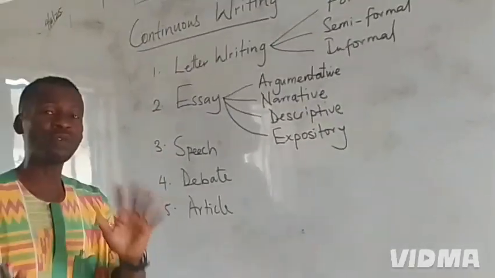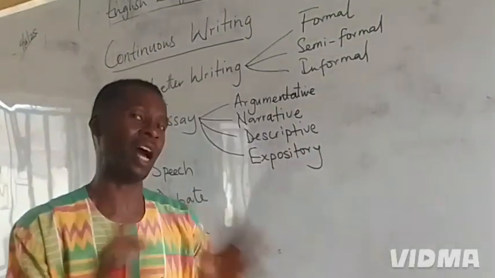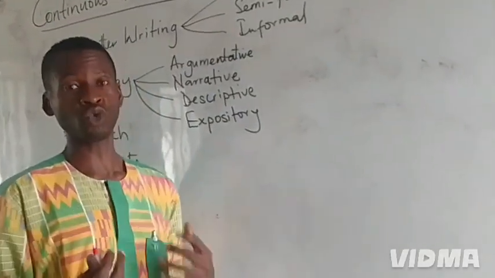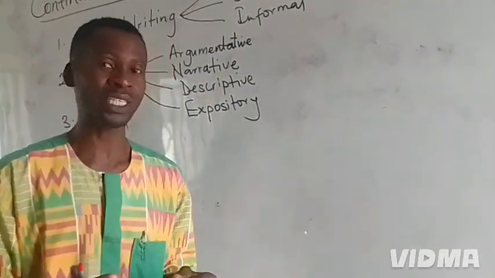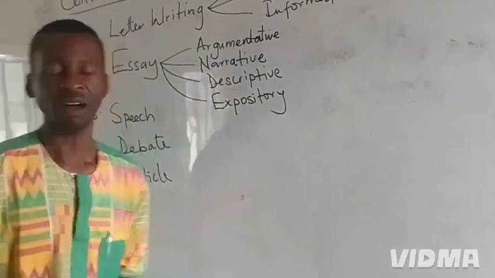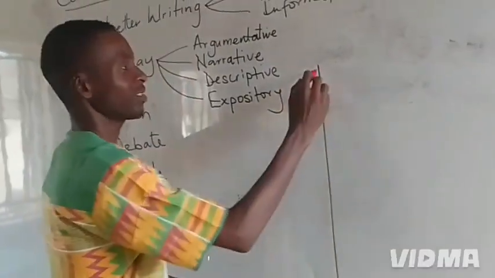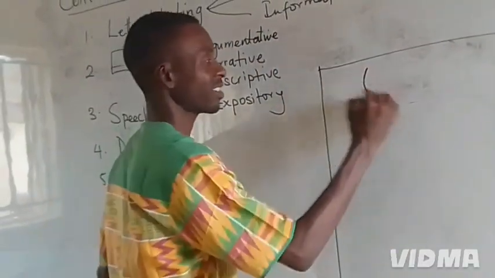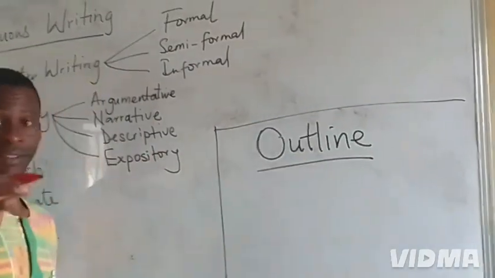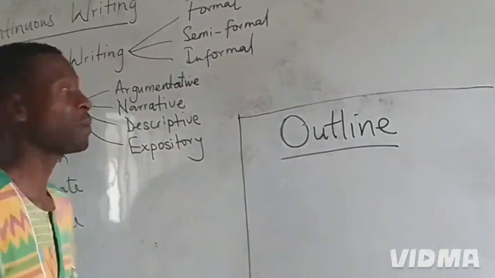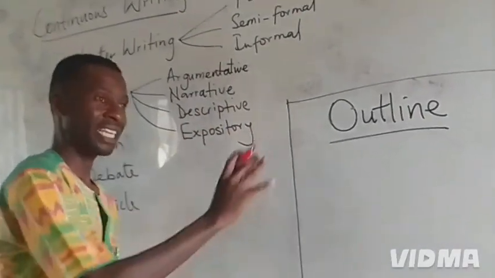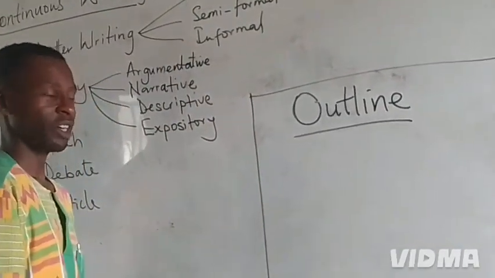Now, I'm going to give you something that I call an outline. It has worked for me very, very well while I was in school, and it has worked for the students I taught, and they came out in flying colors. Now, it's my own outline. I call it outline. In this outline, I tell students, before you start writing any of this continuous writing, draft out your outline.